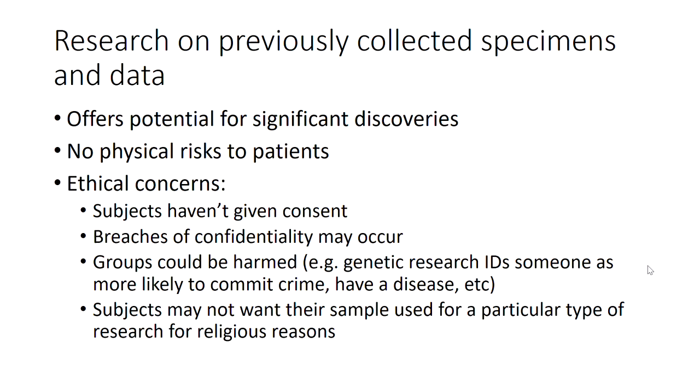There are some ethical concerns with this. These subjects haven't given consent for their data or samples to be used for that study. There may be breaches of confidentiality. Certain groups may be harmed based on the results of your study. So you might have genetic research that identifies someone as being more likely to commit a crime or to develop a disease. Are you morally obligated to contact that patient and tell them, hey, you have this gene and you're 100% going to get ovarian cancer in 5 years? Do you have to contact them? Do you even have the ability to contact them?